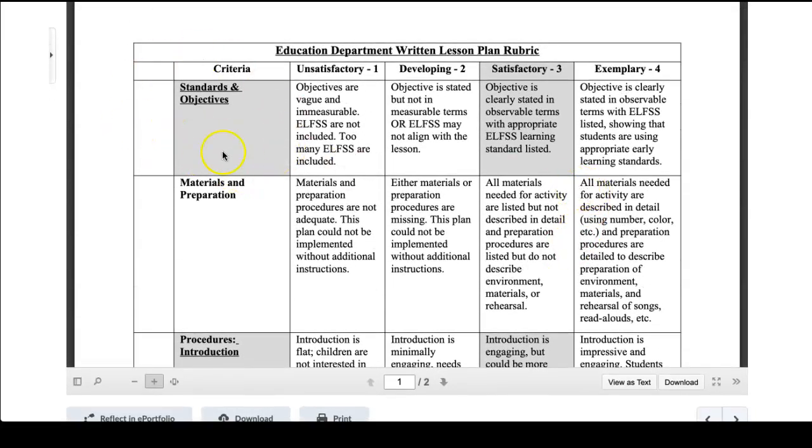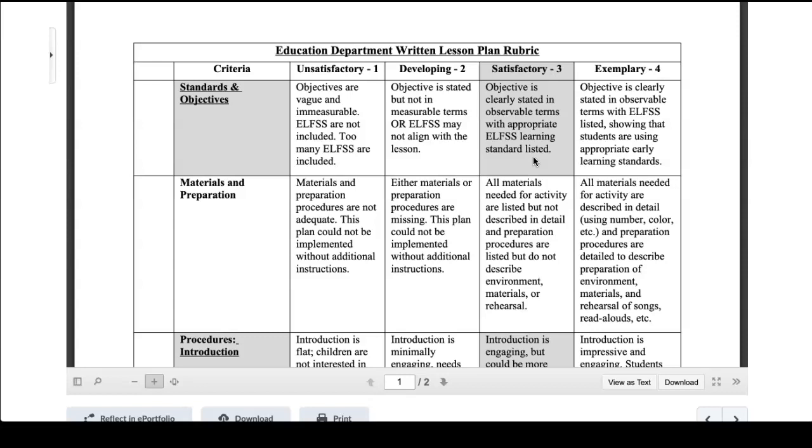So there's 4 criteria, beginning with standards and objectives, that must meet a minimum scoring of satisfactory 3. Standards and objectives. We're going to jump over and look at satisfactory and exemplary. Satisfactory scoring can be earned if objective is clearly stated in observable terms with appropriate DELFs learning standards listed. Remember that you're writing 2 measurable objectives: what the children are doing, how the children are doing that, and can you observe it? And your objectives must support your standards.